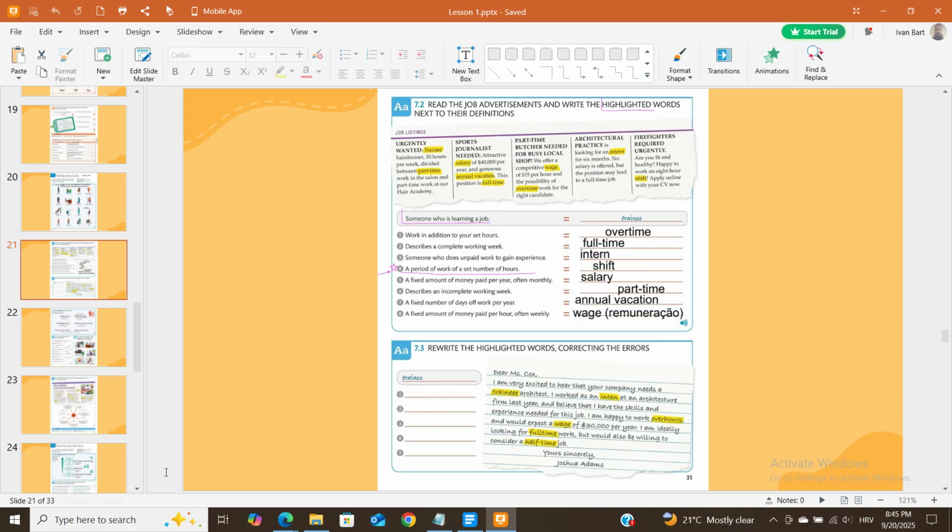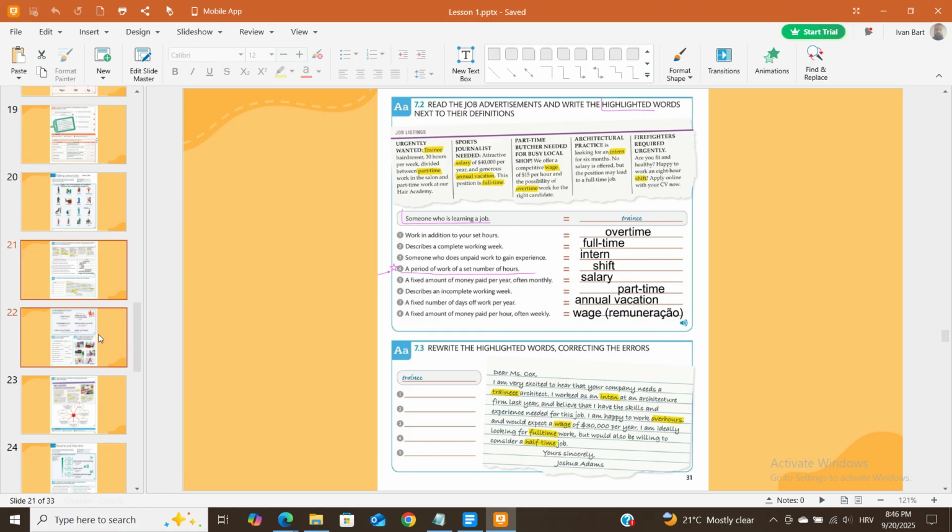Trainee. Dear Ms. Cox, I am very excited to hear that your company needs a trainee architect. I worked as an intern at an architecture firm last year and believe that I have the skills and experience needed for this job. I am happy to work over hours and would expect a wage of $30,000 per year. I am ideally looking for full-time work, but would also be willing to consider a half-time job. Yours sincerely, Joshua Adams.